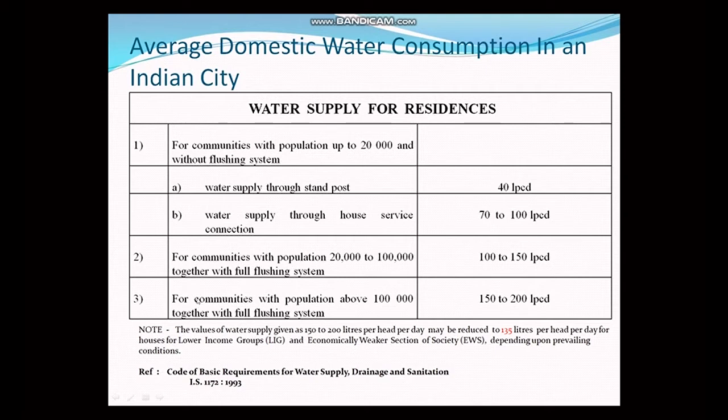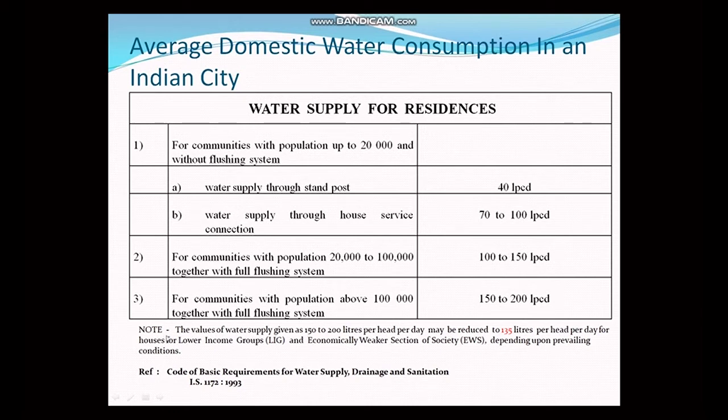The next is for communities with population between 20,000 and 1 lakh with full flushing system, and in this case the required water demand is around 100 to 150 LPCD. The third is for communities where the population is more than 1 lakh with full flushing system, and in this case the required water demand is around 150 to 200 LPCD. As you can understand, with increasing population, the requirement of water demand is getting higher.